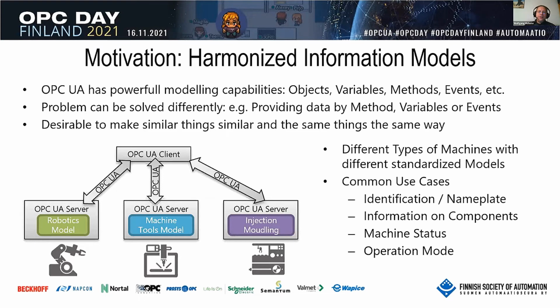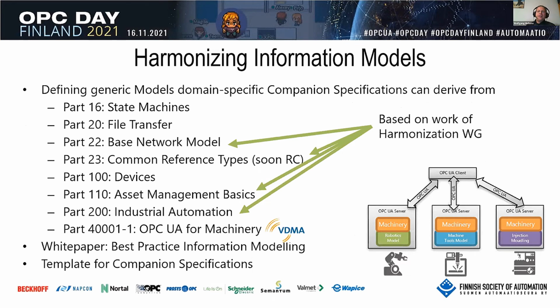So the general approach is harmonizing information models. We have a white paper on best practice information modeling that describes how you hopefully do similar things in a similar way, but then we have more generic information models which can then be refined and used in more domain-specific companion specifications. As you can see here in the example, we still have the robot, the machine tool, and the injection molding machine.